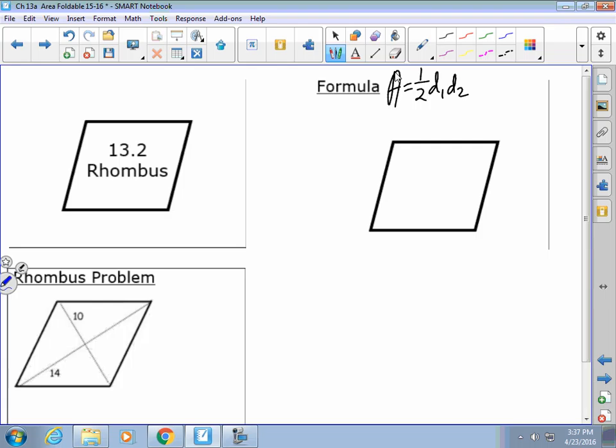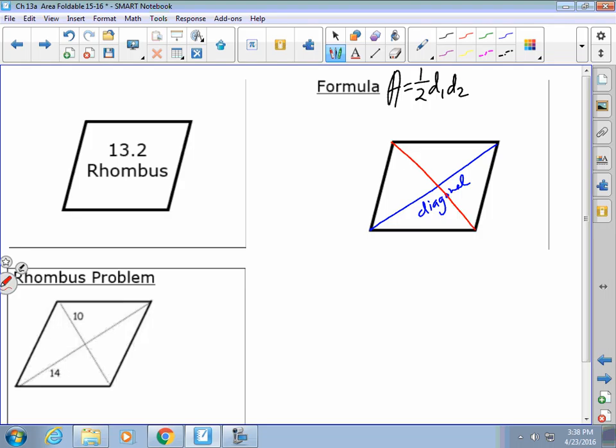Well, if I go from one corner to the other corner, that represents a diagonal. I'm going to go ahead and put that diagonal in blue. Now, if I do the same thing for the other corners, you have another diagonal. That diagonal is in red.